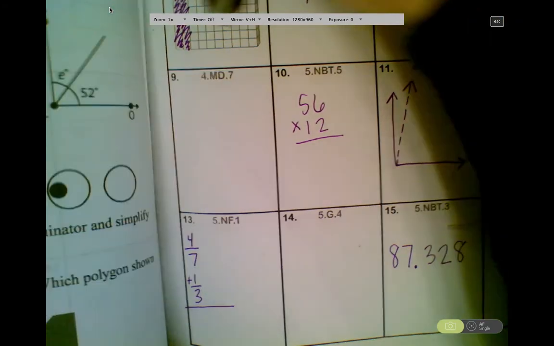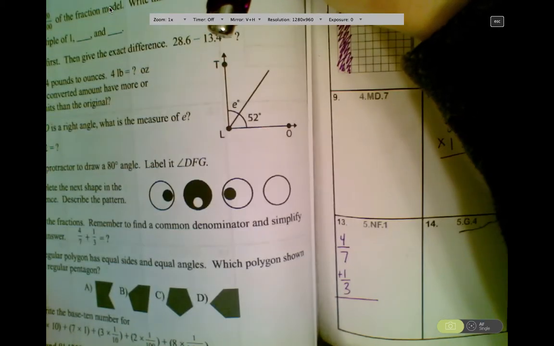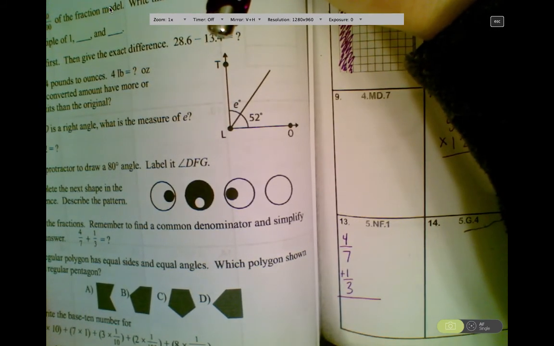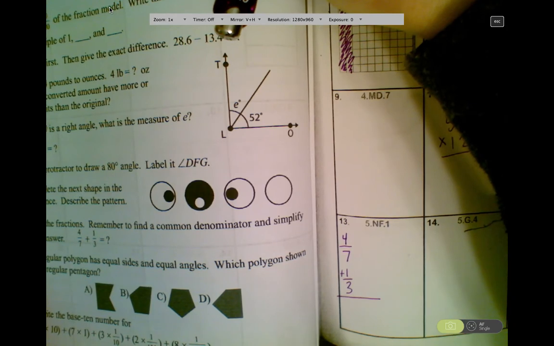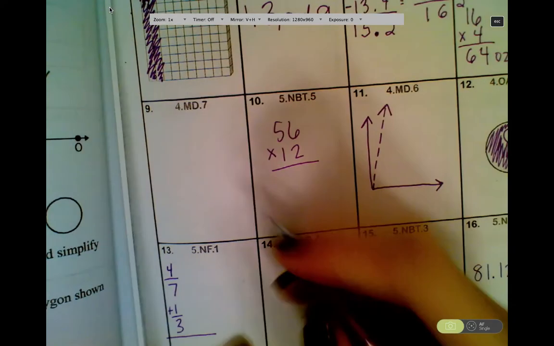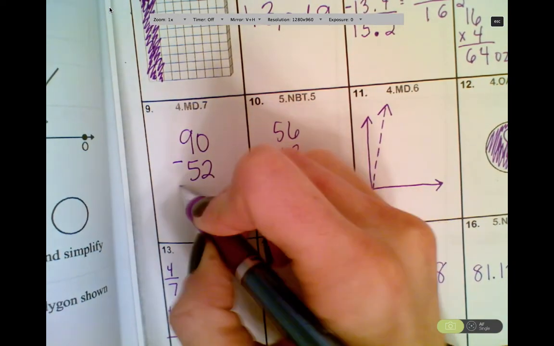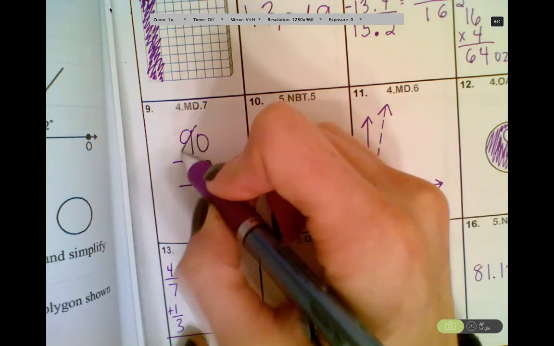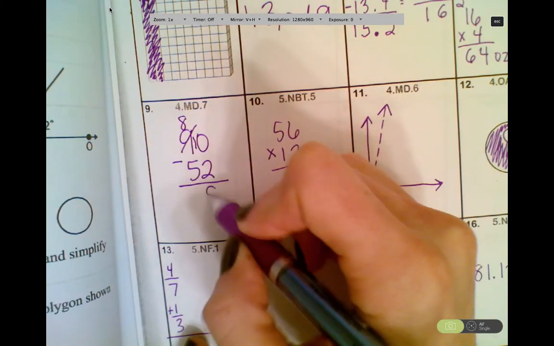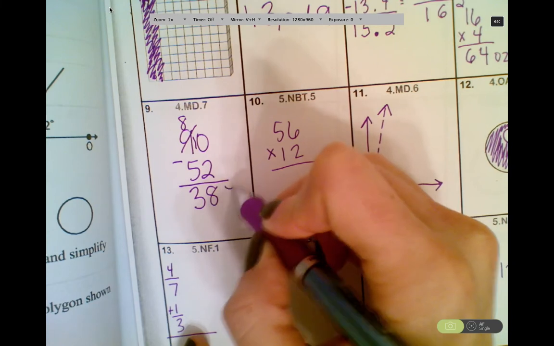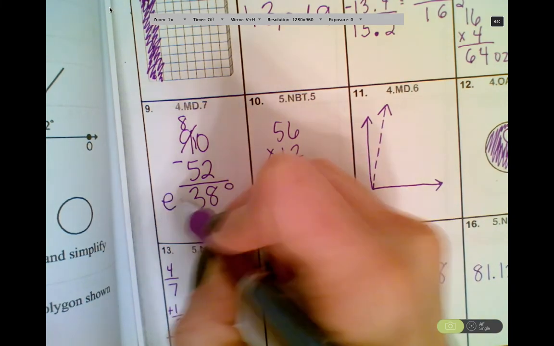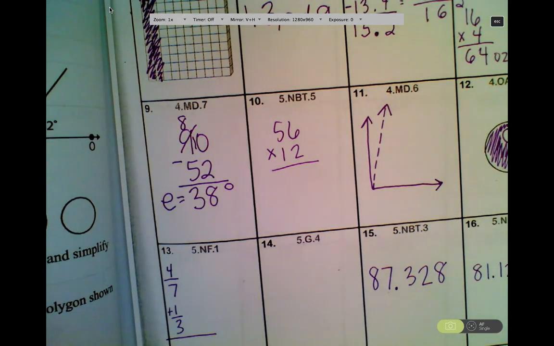Number 9, you can look at this angle. It says, if angle TLO is a right angle, what is the measure of E? Well, we know that a right angle is 90 degrees, and we'll subtract the measurement that we know, which is 52. So that means angle E is 38 degrees.